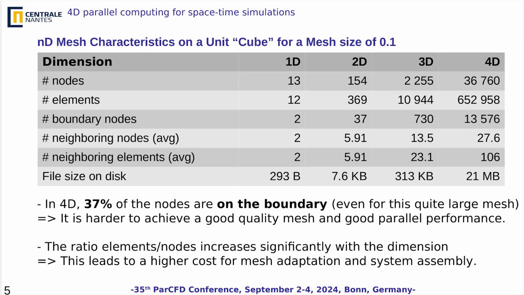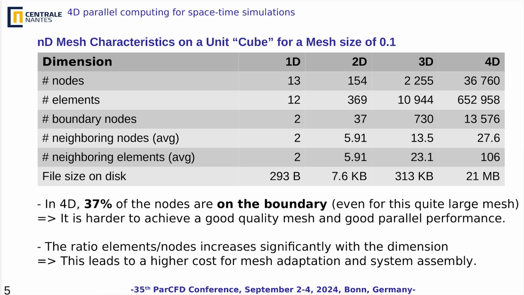First of all, the test case was only a unit cube in any dimension with a mesh size of 0.1. Here you have some information about the number of nodes, the number of elements. Maybe more interesting for us in parallel computing, the number of boundary nodes, the neighboring nodes to a node, the number of neighboring elements to an element, and also the size on the disk. That could be interesting.